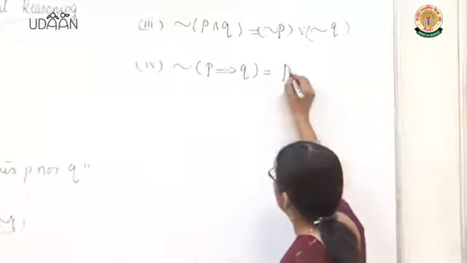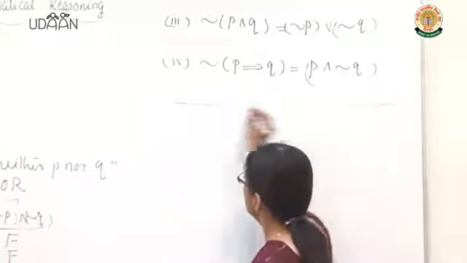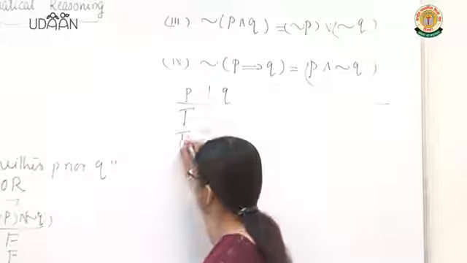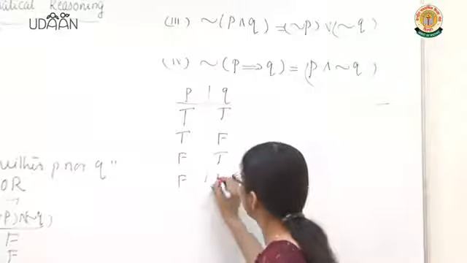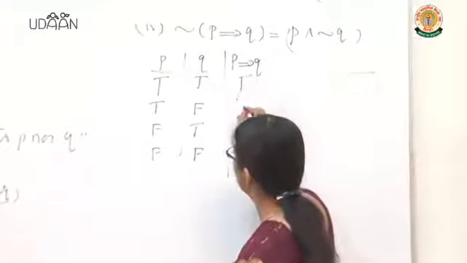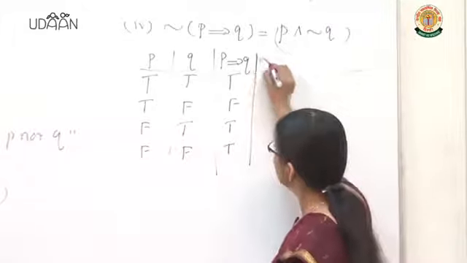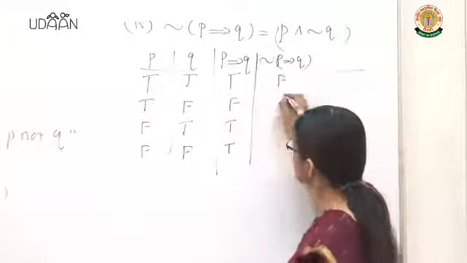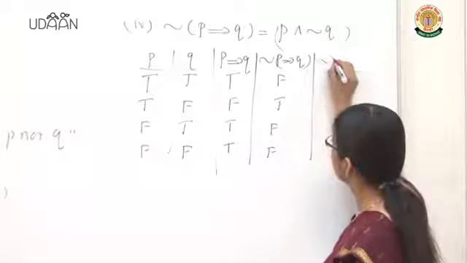The next result, negation of P implies Q, is equal to P and negation of Q. Quickly we'll prove it. We have statements P and Q: true, true, false and false; true, false, true and false. P implies Q, which is true, false, true and true. Then we have to calculate negation of P implies Q, which is false, true, false and false. Now we need to calculate negation of Q.